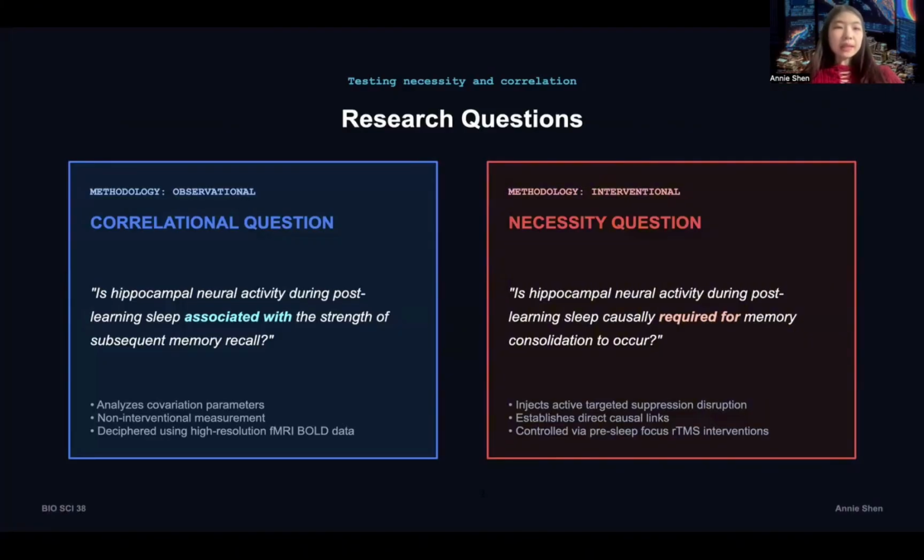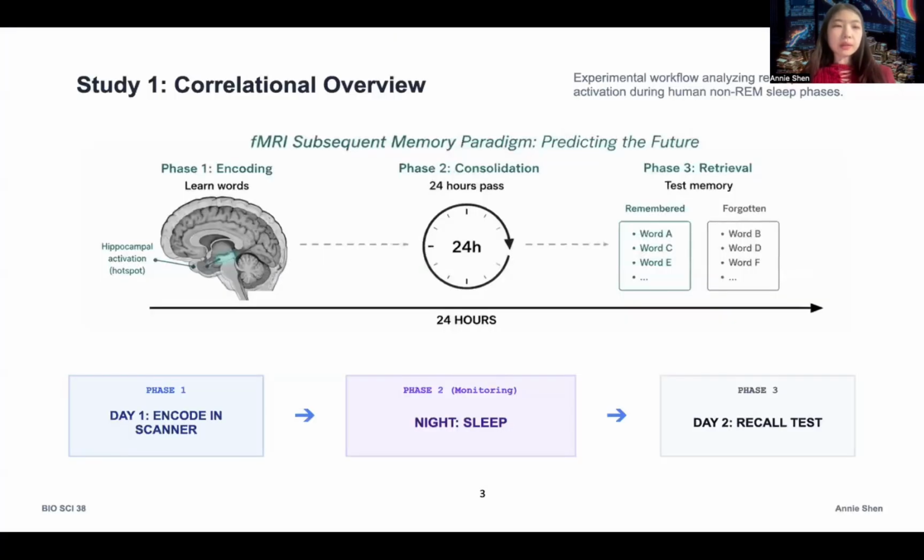The second study asks a causal question. Is hippocampal neural activity during post-learning sleep causally required for memory consolidation to occur? Here, because we experimentally manipulate or inhibit the network using rTMS, this is a necessity design capable of supporting causal inference. The research question determines the method.